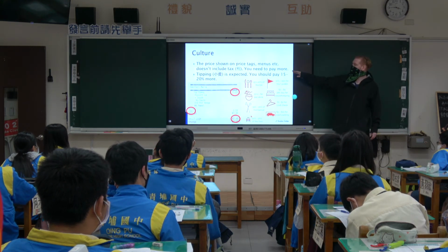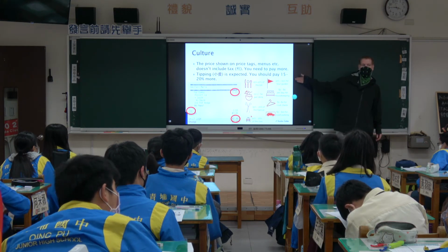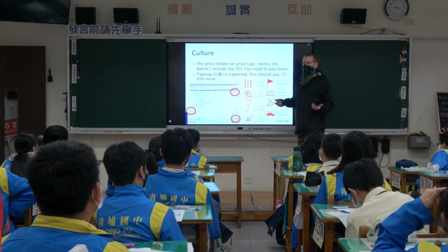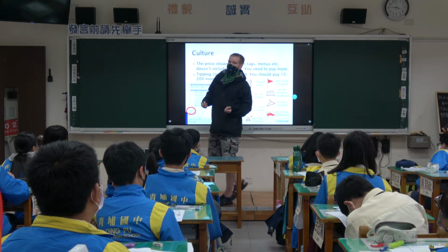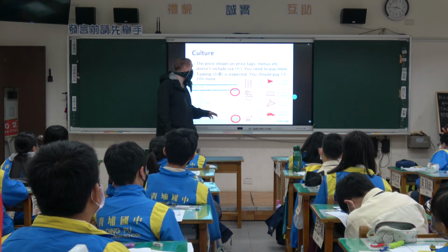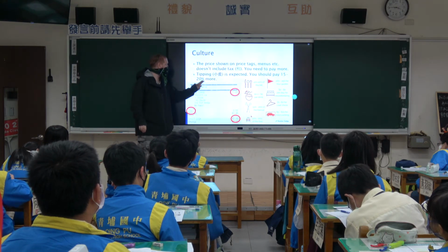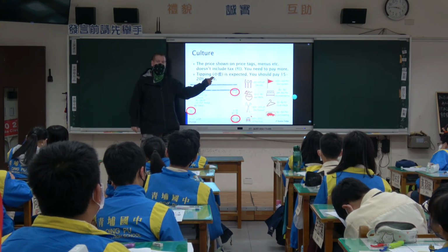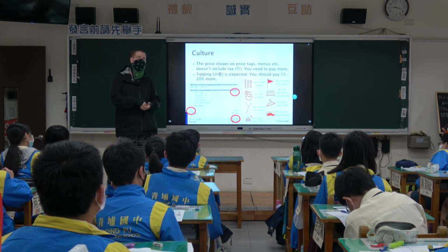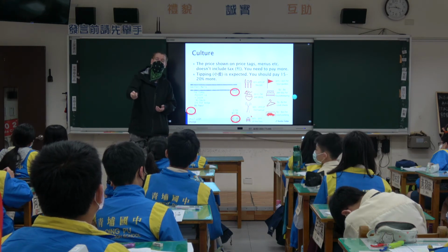And tipping is expected. You should pay 15 to 20% more. So you go to a restaurant, they say the meal is $20. But you need to think about tax, you need to think about tipping. So it says $20, maybe you pay $30. So you need to pay more.